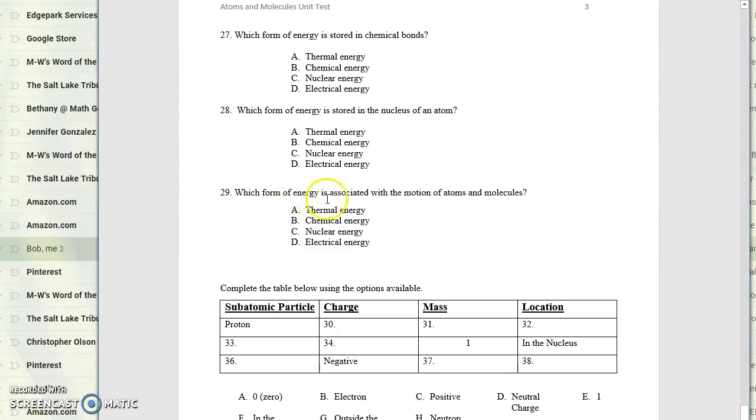29. Which form of energy is associated with the motion of atoms and molecules? A, thermal energy, B, chemical energy, C, nuclear energy, or D, electrical energy.